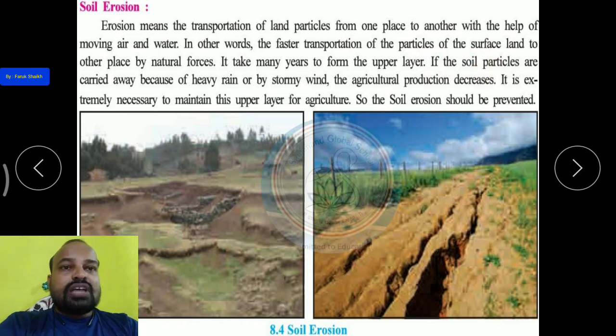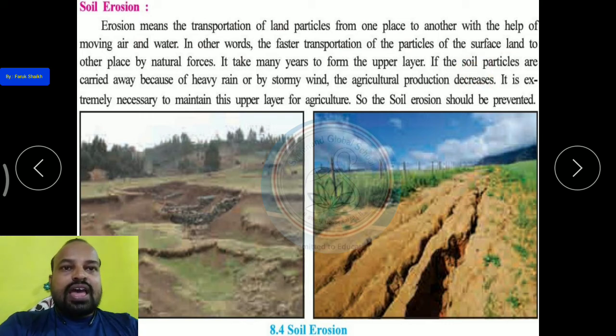If the soil particles are carried away because of heavy rain or stormy wind, agricultural production decreases. Now if there is a very fertile soil, the black soil, and because of heavy wind, sands flow with the wind and mix into that black fertile soil along with other dissolved minerals, then the fertility of the black soil will decrease. So if the soil particles are carried away because of heavy rain or stormy wind, agricultural production decreases.